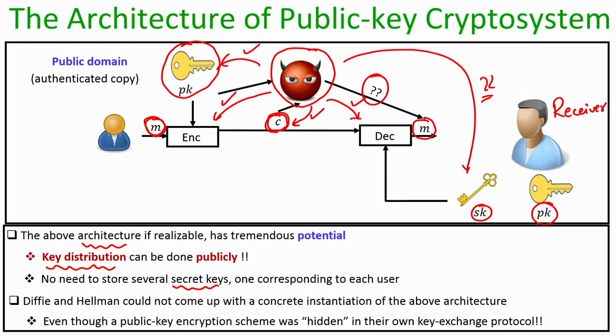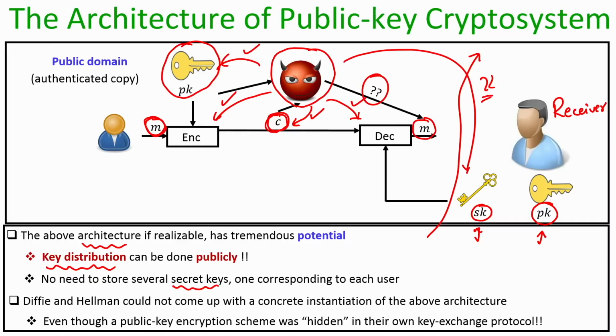So, even though Diffie and Hellman thought about this architecture, this new system, they failed to give a concrete instantiation, namely a concrete encryption algorithm, a concrete decryption algorithm, a concrete mechanism of coming up with the public key and a concrete mechanism of coming up with the secret key. And the race for coming up with the first instantiation of public key crypto system was won by another Turing Award winner triplet, namely RSA, which we will discuss very soon.